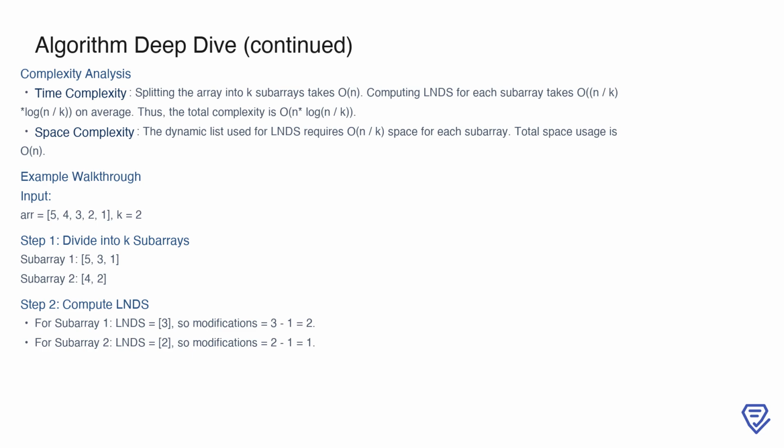To illustrate the algorithm, consider the example where the input array is 5, 4, 3, 2, 1, and k equals 2. First, we divide the array into two subarrays, 5, 3, 1, and 4, 2. Then, for the first subarray, the LNDS is 3, meaning two elements need modification. For the second subarray, the LNDS is 2, requiring one modification.